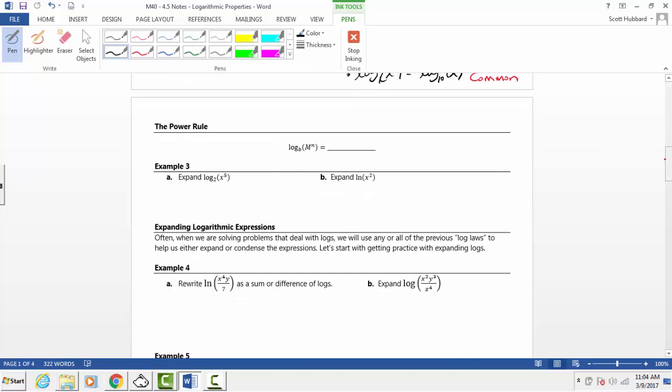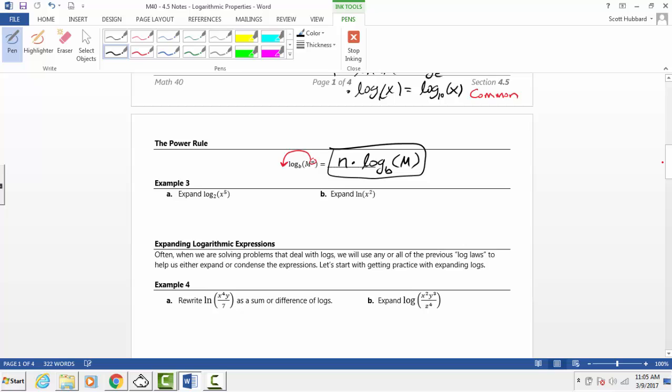There is one more called the power rule, which says this. If you have log base b of m to the power n, this power here just comes to the front. And so this is equal to n times log base b of m.